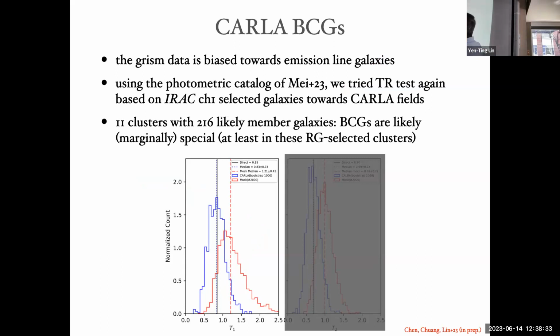So we decided to use this photometric catalog published by Simona Mei this year, and use the IRAC channel 1 selected galaxies to do the TR test. So with 116 probable members in 11 clusters from CARLA, this is our result. So it's less significant. So we can say that BCGs are likely marginally special in these radio galaxy selected clusters.